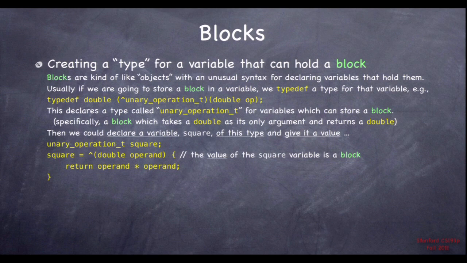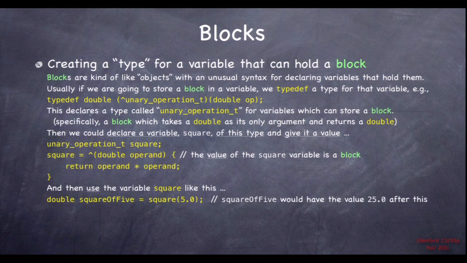So now that I have this variable square, which is of type unary_operation_t, I can use it. How do I use it? I use it very much like a C function looks. I could declare a double called squareOfFive and say it equals square(5.0). I'm passing 5.0 into that block. 5.0 is the operand argument in the block. It does operand times operand, that's 25. squareOfFive would get the value of 25. Okay? I know this is unusual syntax. Unless you're really into C function pointers, you're probably a little bit like, okay, I'll take your word for it. But it'll sink in over time.